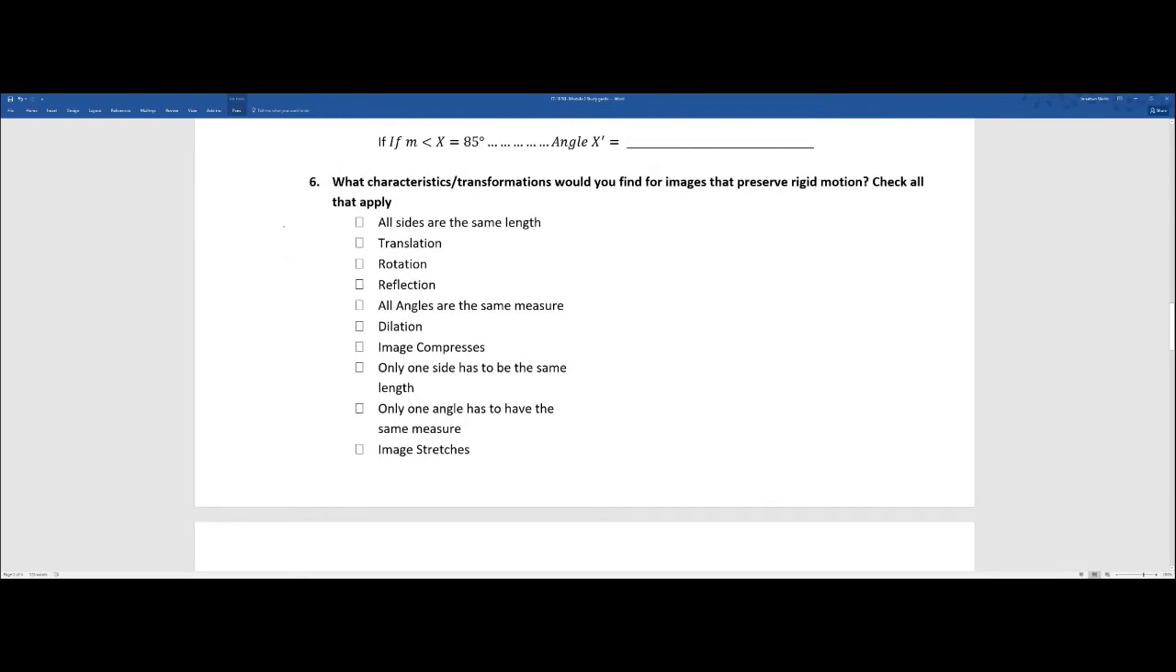All right, number 6. What characteristics or transformations should you find for images that preserve rigid motion? All sides are the same length. That is considered distance, right? Yeah, so rigid motion preserves distance. That means line segments and sides of any object. Translations, yes. Translations should preserve, right? You have a spaceship and you launch it really fast this way, it should still look like the same spaceship and nothing should have changed on the spaceship. Otherwise, your spaceship probably got destroyed and blew up, right? So you definitely want to make sure that rigid motion is preserved.